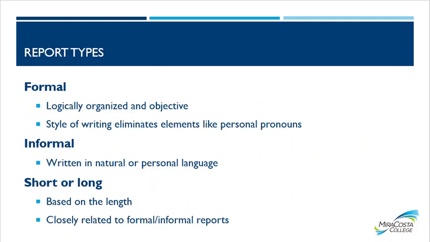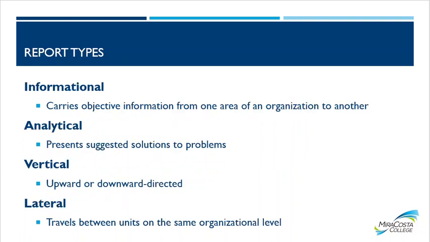So there are different types of reports. There's three types here: formal, informal, short, or long. So formal is logically organized and objective. Style of writing eliminates elements like personal pronouns. Informal writing is written in natural or personal language. Short or long based on length, closely related to formal, informal reports.